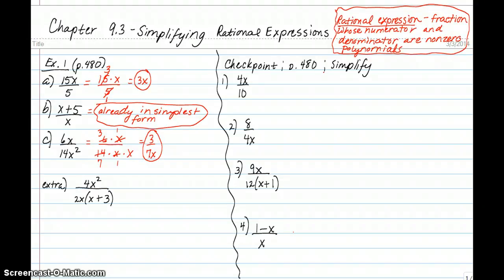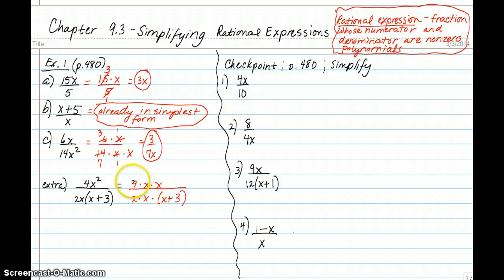Now we're going to go to the last problem, which is an extra. And it's 4x squared, so I'm going to stretch it out, 4 times x times x. Now, not everybody needs to stretch out the variables that much, so you decide what you need to do. Then we have 2x, so 2 times x plus 3. I'm going to leave it in parentheses, but you don't have to.